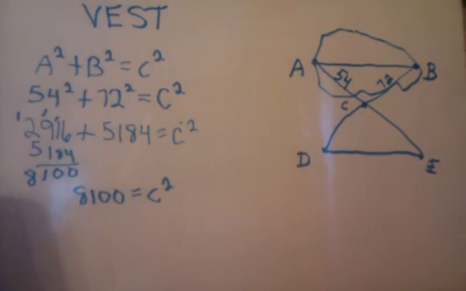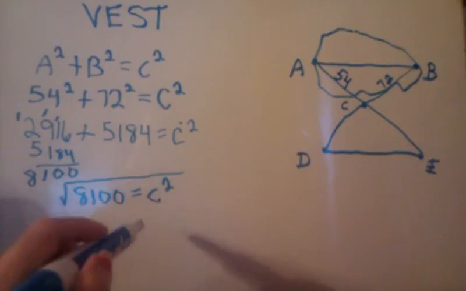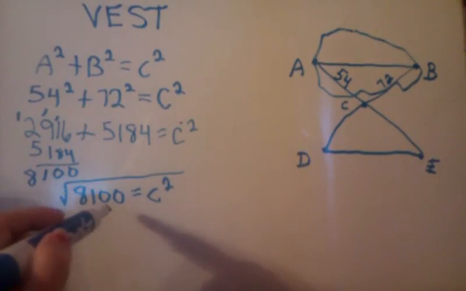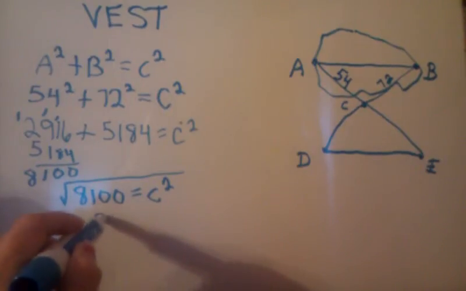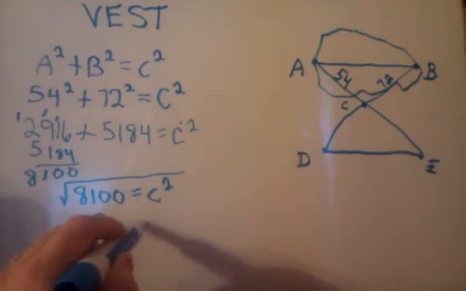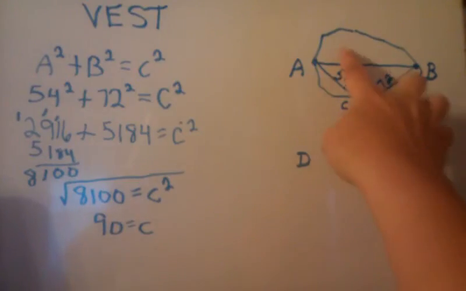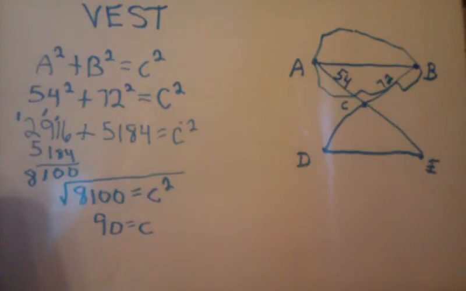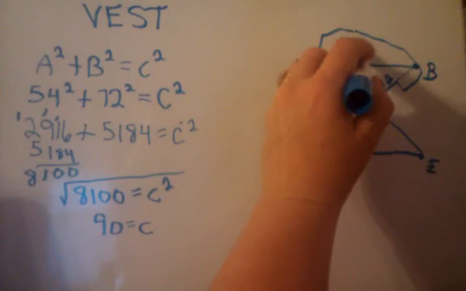And use your calculator and find out, because what I'm going to have to do is I'm going to have to square root both sides, because whatever I do to one side I have to do to the other. And he comes up with 90 equals C. So he knows that this length right here is 90. He has solved it. It is 90 feet across the pond.